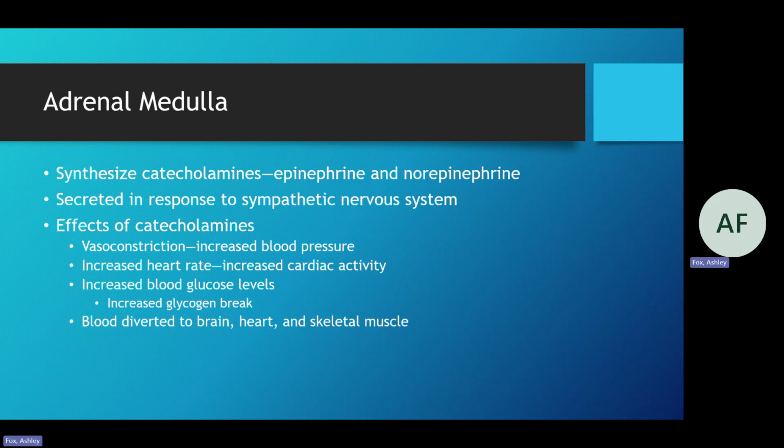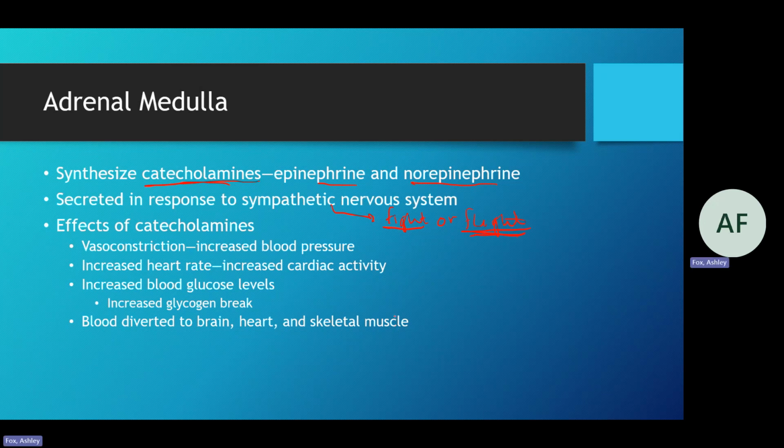Now we're looking at the medulla, which I mentioned a couple of times already. So it's making catecholamines, and the ones that we're talking about are epinephrine and norepinephrine. Again, this is going to be your sympathetic nervous system. Fight or flight. So it's your nervous system where you're either going to hit someone or you're going to run faster than them.